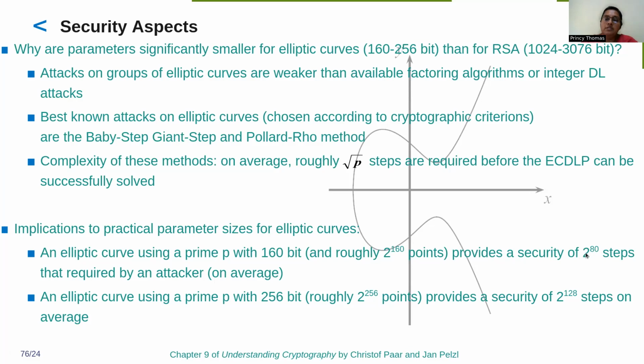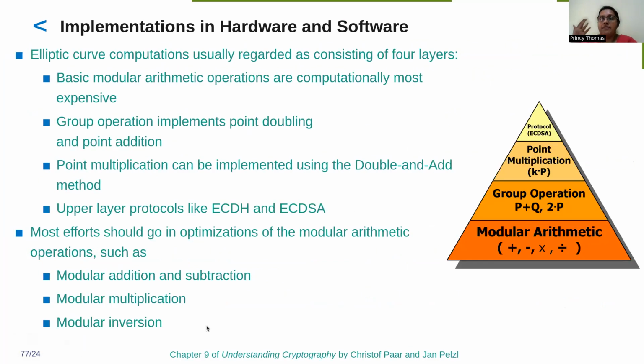Research shows that 2 raised to 80 steps will take 3 or 4 years to compute, which is not practical. And if the number of bits is 256, then 2 raised to 128 steps are required to successfully solve the ECDLP problem. So this is how we show that elliptic curves are secure. With advancements in hardware and computational facilities, this will change, but till then, elliptic curves are secure.